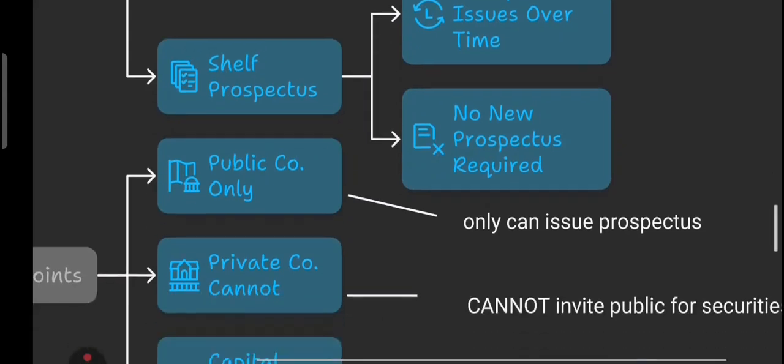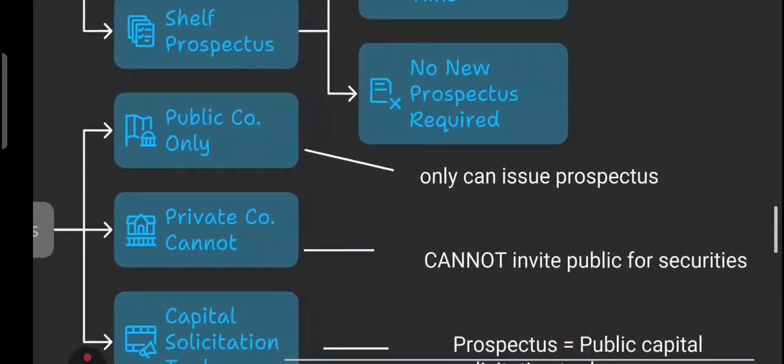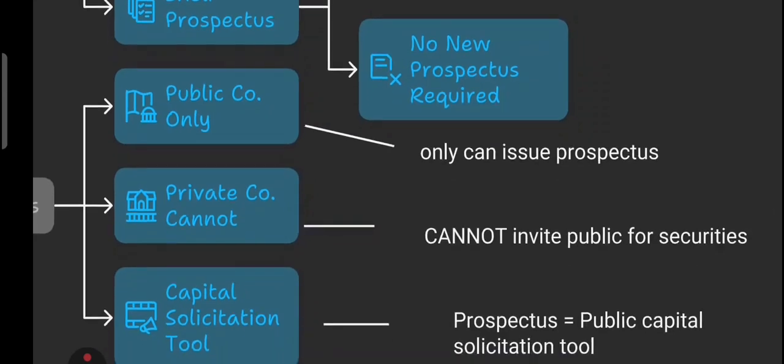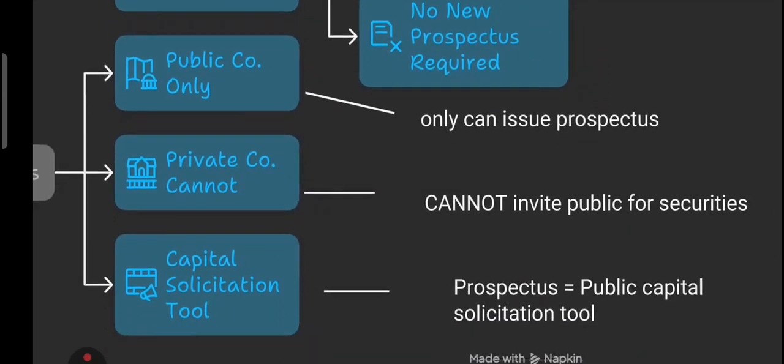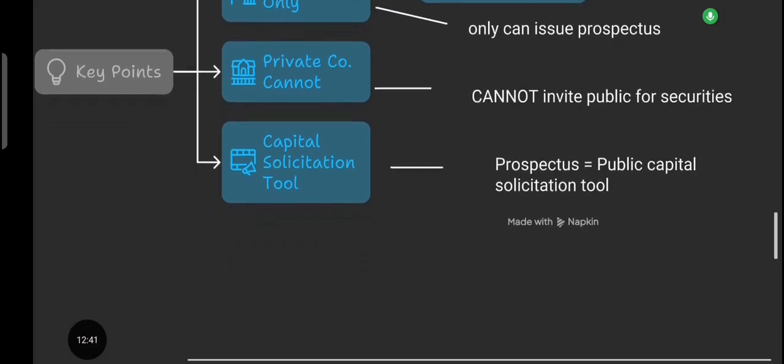And then if you look at some key points, a public company can issue a prospectus, a private company cannot invite the public for funds. And it is a capital solicitation tool. You can think of a prospectus as a tool to collect money from the public. So the next time you hear prospectus, remember it is the company's pitch to the public for investment, like a formal brochure before buying into the business. So that is what the prospectus is all about, right?